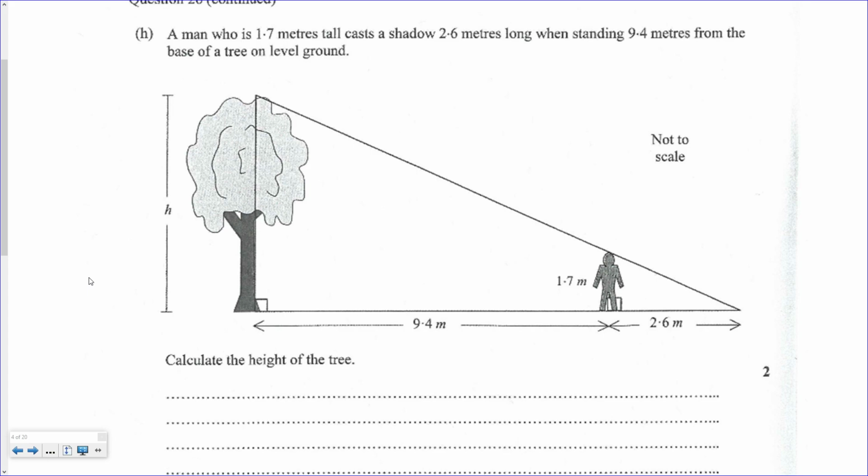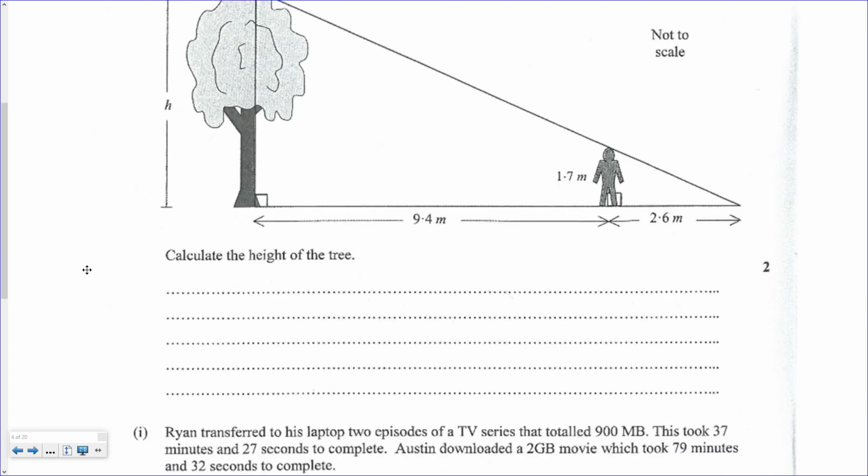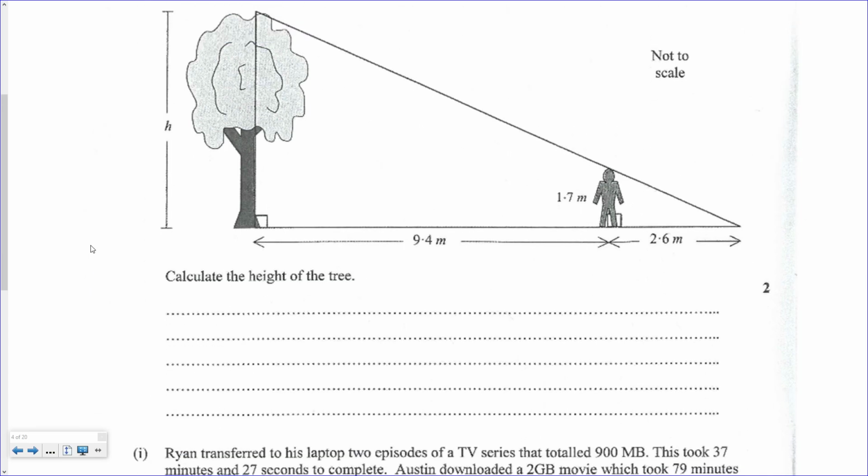But anyway, we have a man who is 1.7 meters tall, casts a shadow 2.6 meters long, when standing 9.4 meters from the base of the tree on level ground. So basically you have that diagram there, so I don't really need to look too much more into it. I just want to calculate the height of this tree. So what we want to do here is find this length, okay?